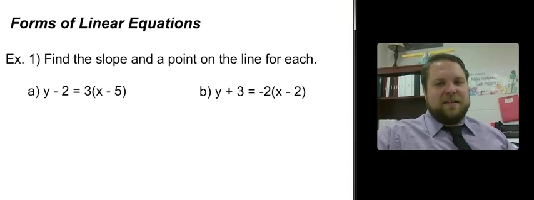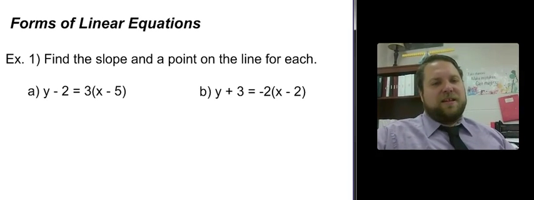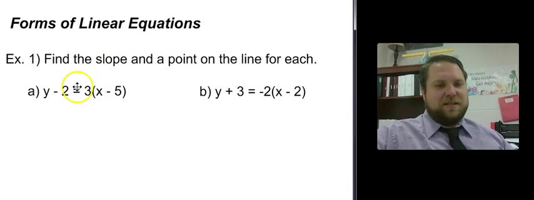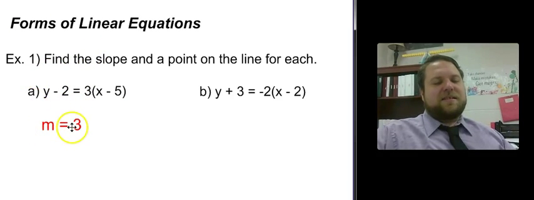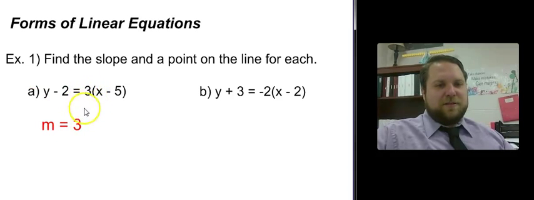So let's take a look at it kind of backwards from what we did there. Here I've given you two equations in point-slope form. And what we're asked to do is find the slope and find the point on the line represented in the equation. So let's start with example 1a. And the first thing we can say is that the slope is 3. The slope is always this number just outside the parentheses. So the slope is 3.